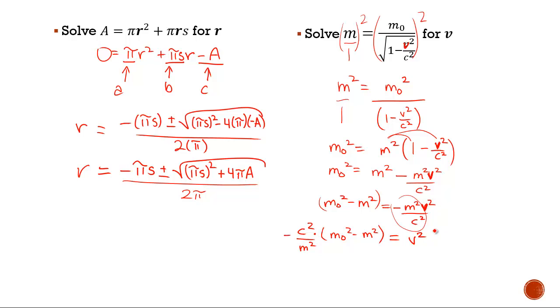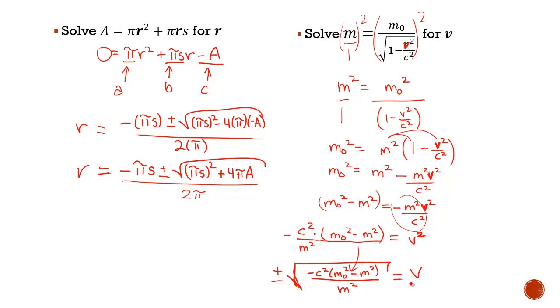Now since we have this square, again, we want to use the square root property. So it's going to result in v equals the positive or negative square root of whatever all this stuff is. And all this stuff, the best way I can think of writing it at this point is just neatly rewritten like so.